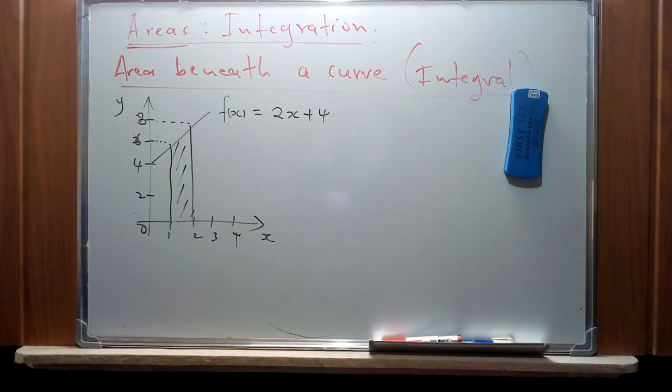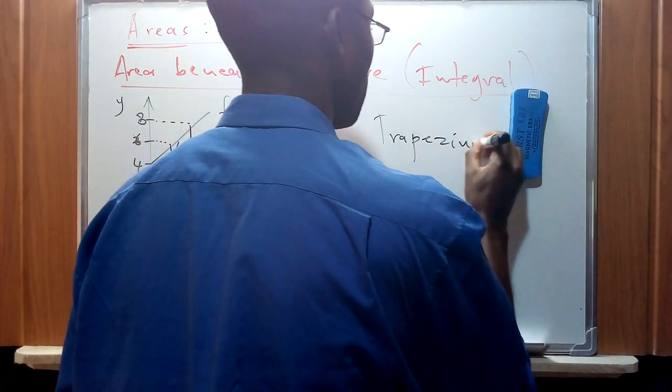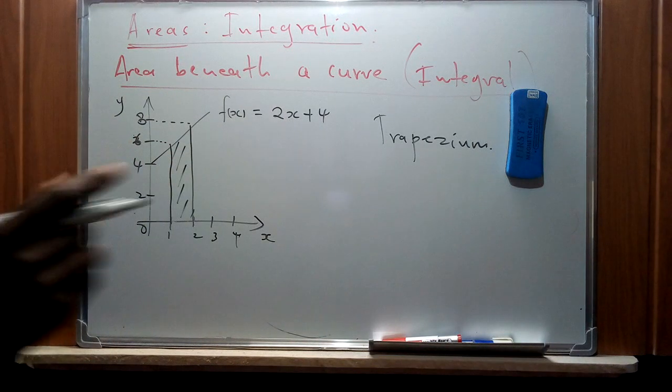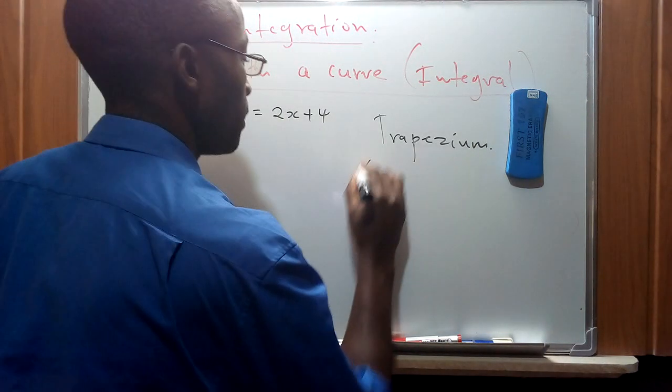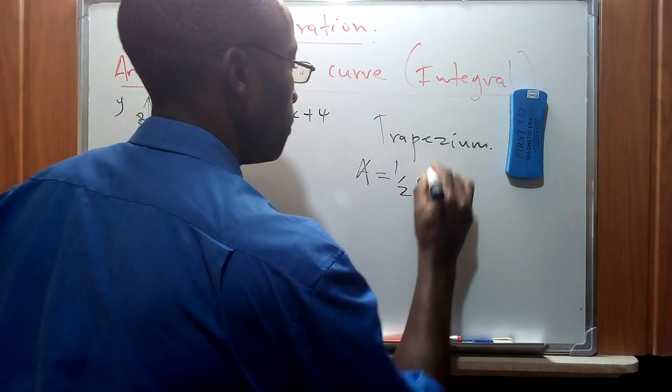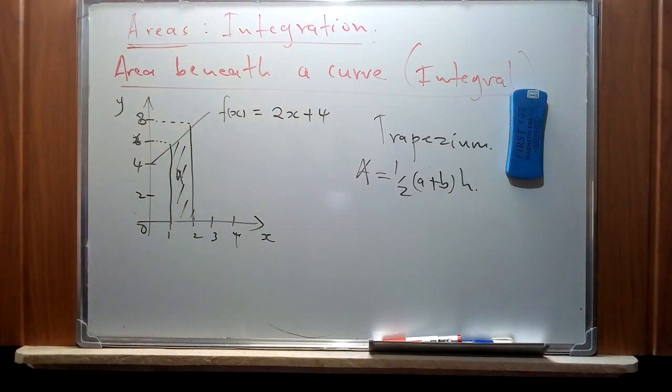So we realize that this is a regular figure, of course. We talked about it, I hope I'm correct, that's a trapezium. So the area bound by this is given as A equals a half (a plus b) h. So that will be the area bound by that particular figure.